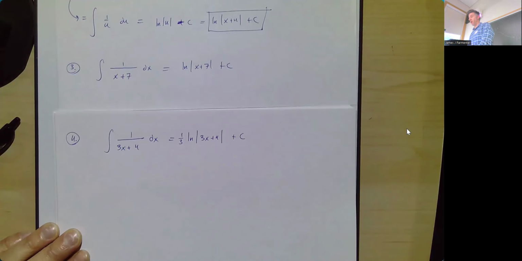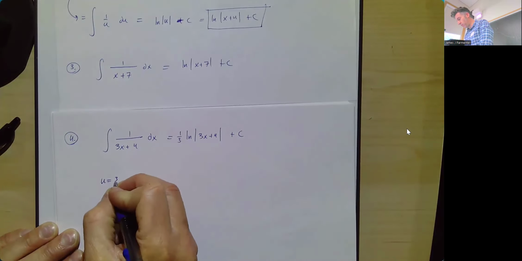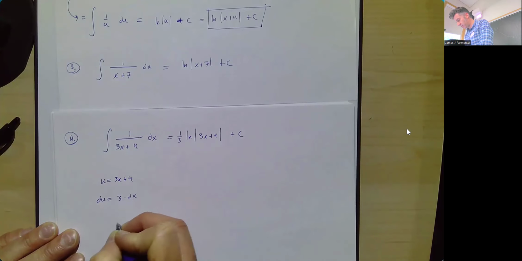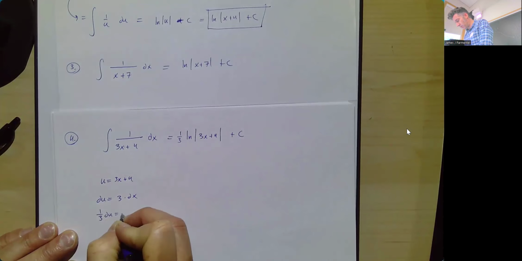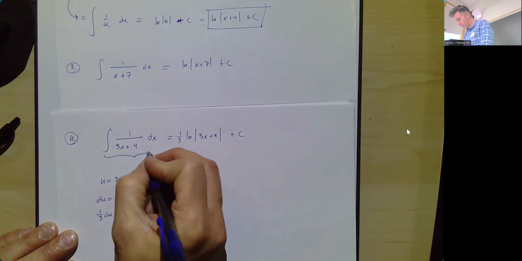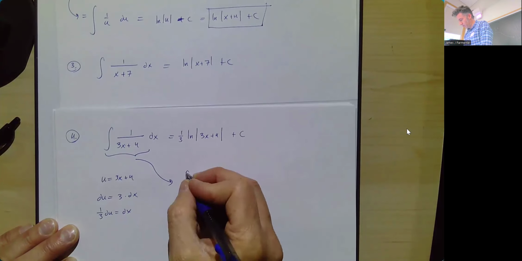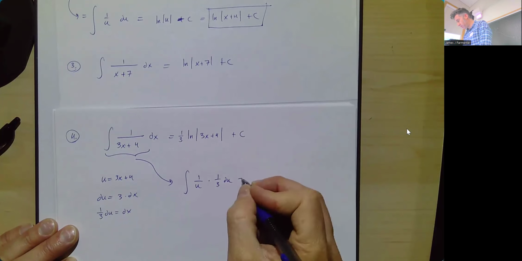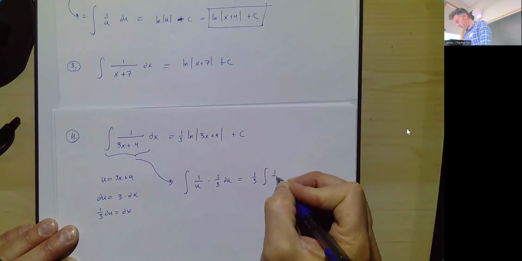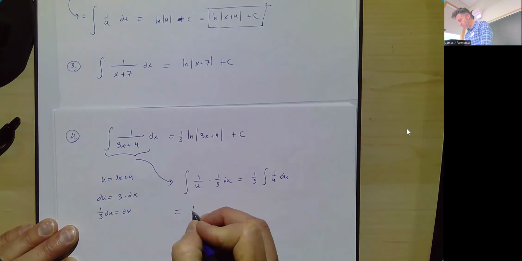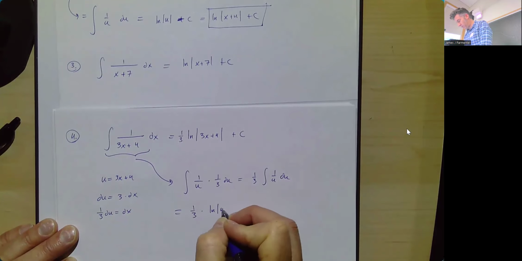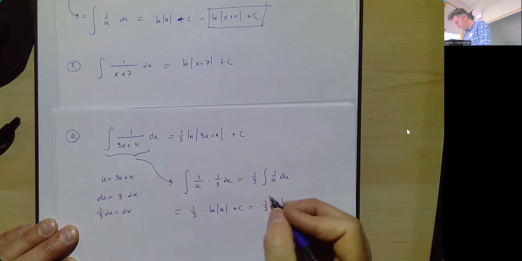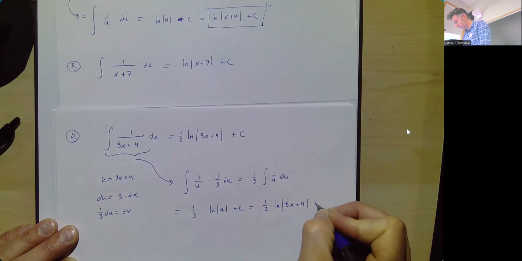Or you could do it the long way. You could say, we're going to let u equal 3x plus 4. du is going to be 3 times dx. 1/3 du is going to equal dx. And then you take this whole integral and you write it as the integral of 1 over u times 1/3 du. You bring the 1/3 out in front because you can't help yourself. And then you integrate 1 over u, and you get the natural log of the absolute value of u, which then becomes 1/3 times the natural log of the absolute value of 3x plus 4. Oh, look, it's the same answer.